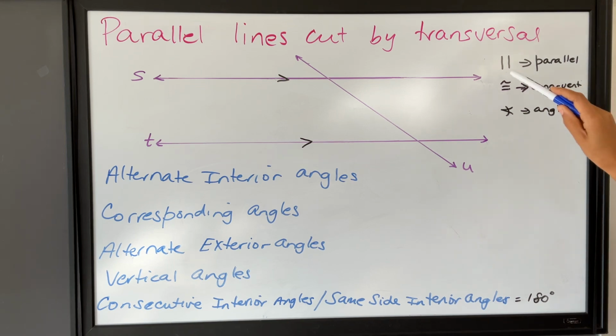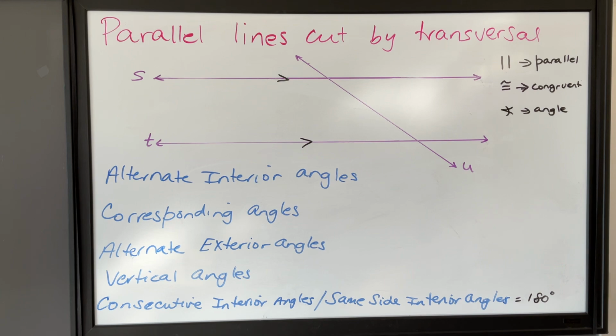Now, also when you see the symbol with its two strokes here, that's telling you that that line is parallel. When you see this symbol here, that's telling you that two things are congruent, whether it's angles or the segments are congruent in length. And when you see this symbol, it's telling you that that is an angle.